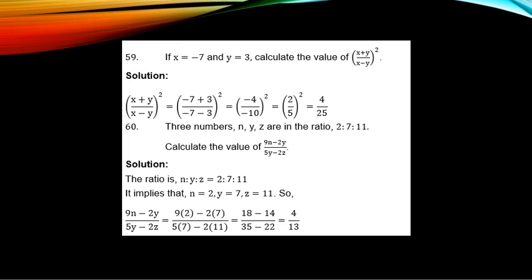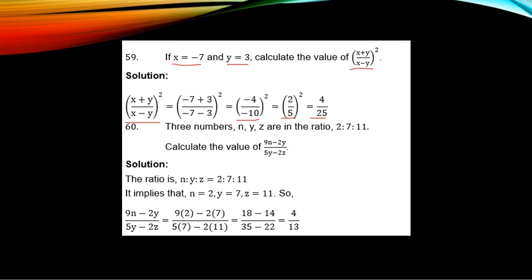Example 59. If S equals minus 7, Y equals 3, calculate the value of the bracket S plus Y over S minus Y, all squared. Simply write the expression you want to evaluate. You replace S and Y with the values of minus 7 and 3. So you have minus 4 over minus 10. If you divide a negative number by a negative number, your answer is positive. So you reduce 4 over 10 by 2, you have 2 over 5. And when you square 2 over 5, you have 4 over 25.